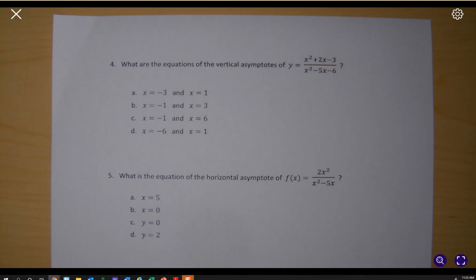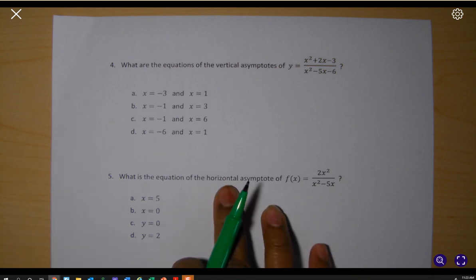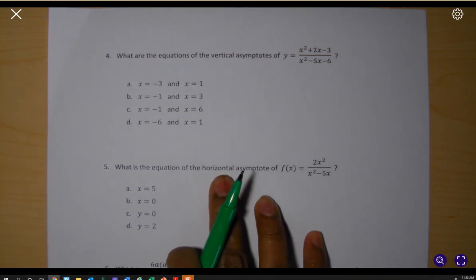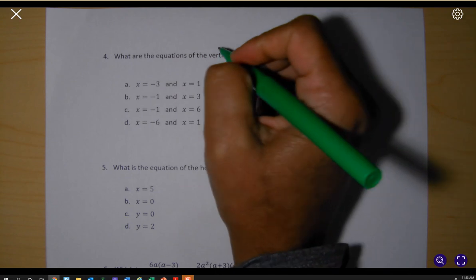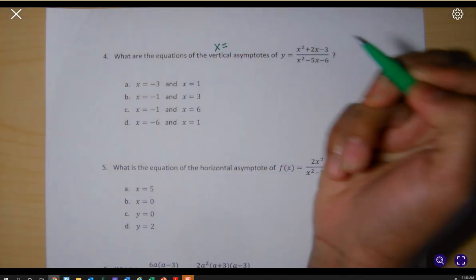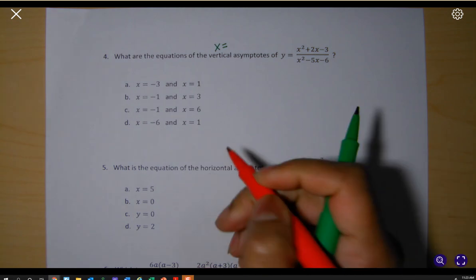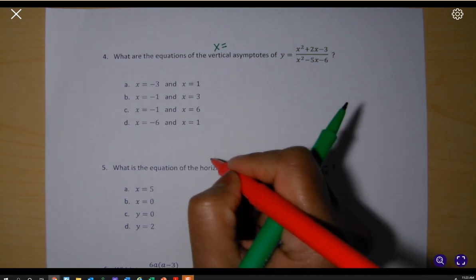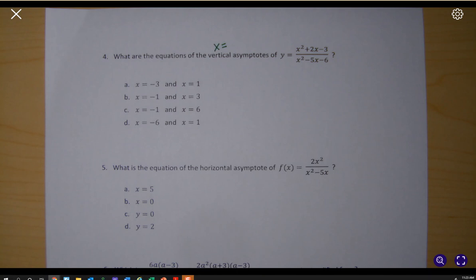Here is problem number 4. So problem number 4 is asking you to find, we'll look at both problem 4 and problem 5. It's asking you to find vertical asymptotes, and problem 5 is asking you to find the horizontal asymptote. So a vertical asymptote, you have to remember that it's always x equals, and a horizontal asymptote is always going to be y equals. Okay?